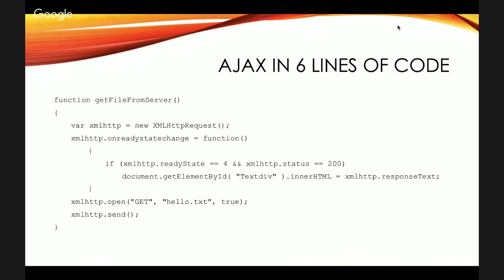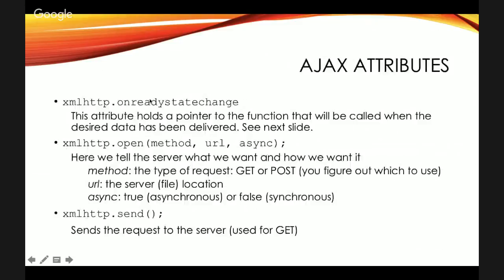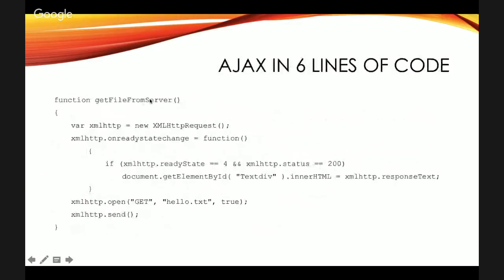When I was a programmer, I always prided myself on being able to do almost anything in 1 line of code. This takes 6 lines of code. So if you have an on-click function, an on-click event, like I did on those buttons, and I'll show you the HTML here in a minute, the on-click method is going to call get file from server.